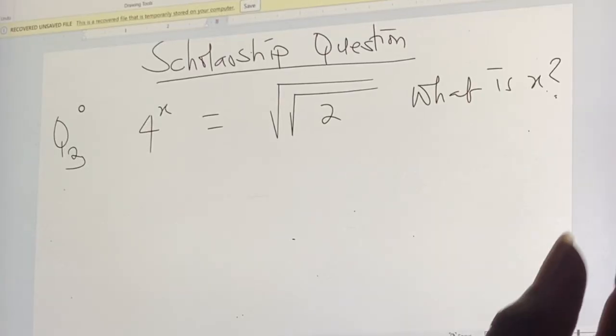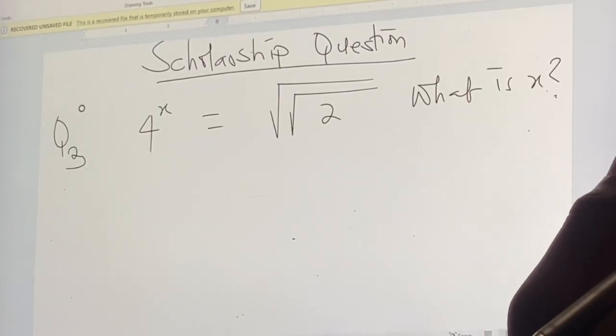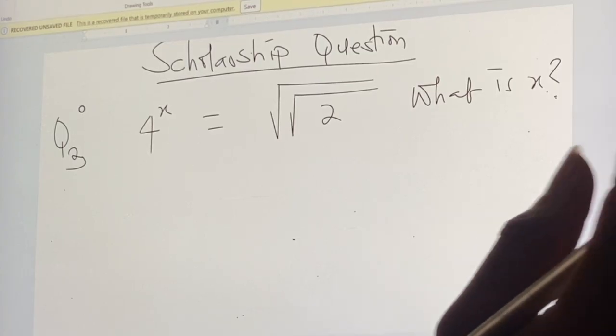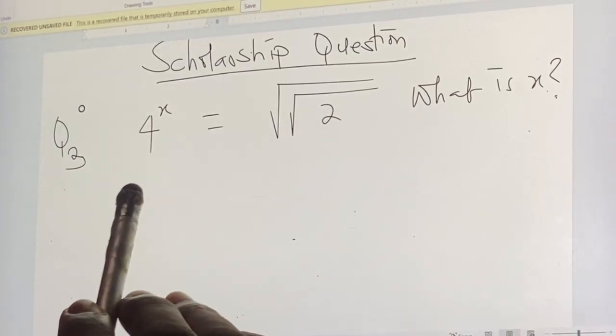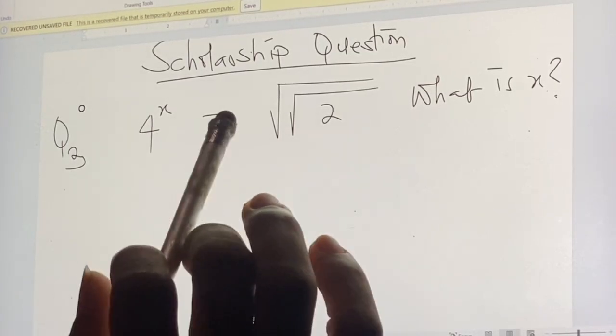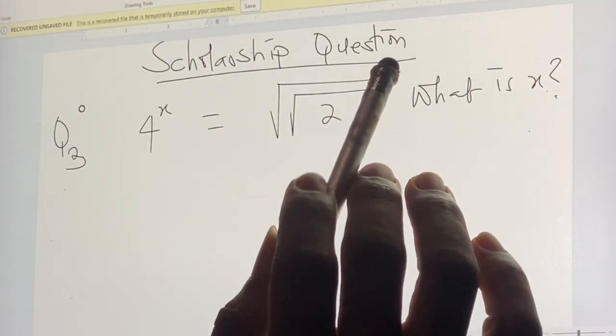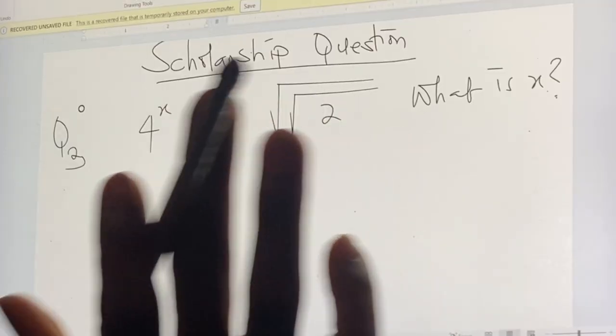In this video, we're going to focus on scholarship questions, that is SAT questions. All right, we are given a question here, question 3. They said 4 to the power of s is equal to the square root of 2, square root again. So we have this in two square roots.